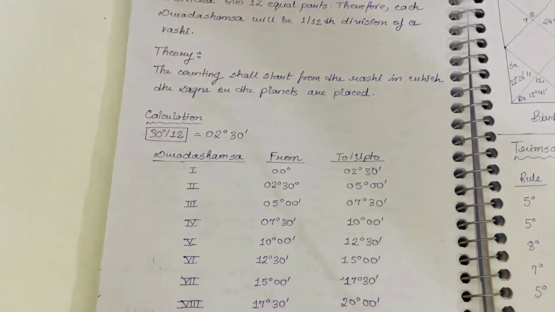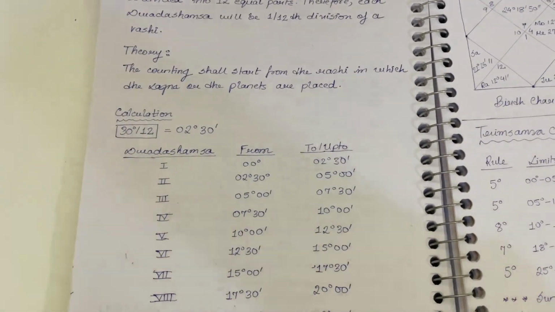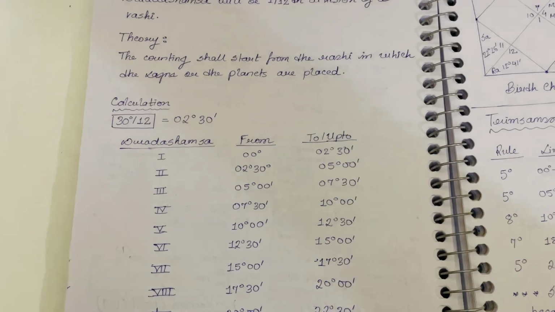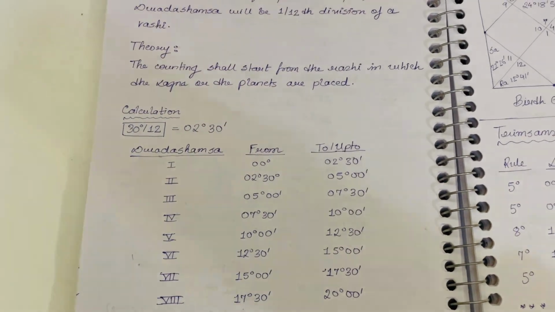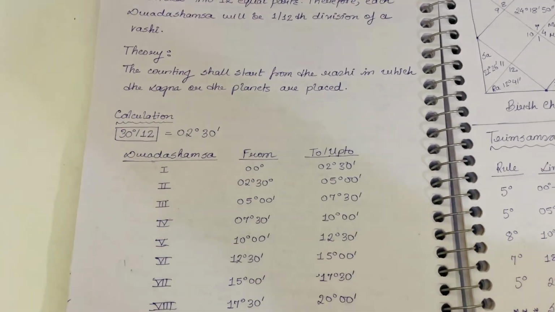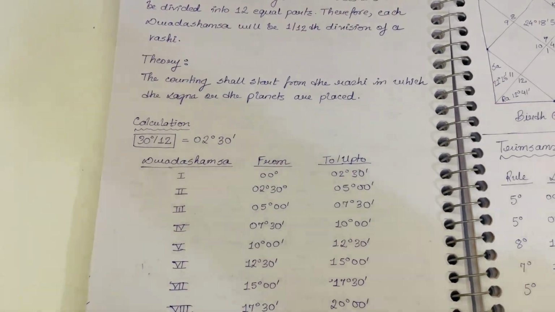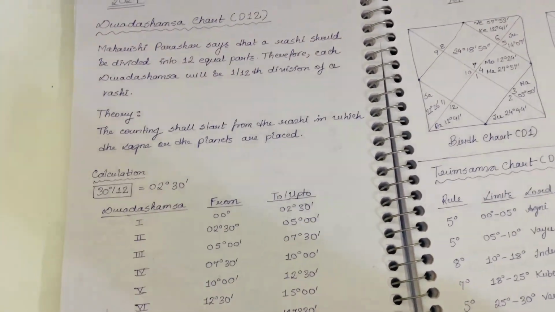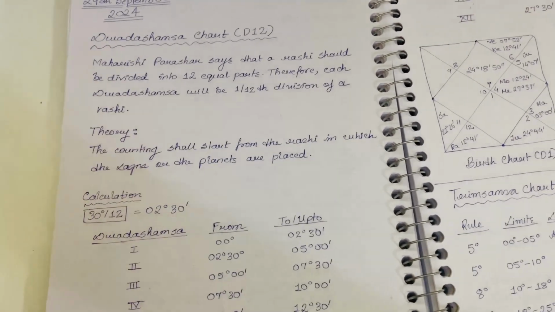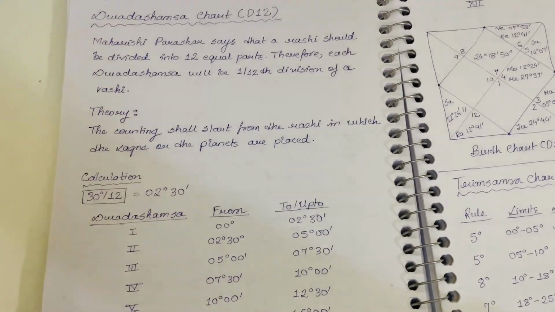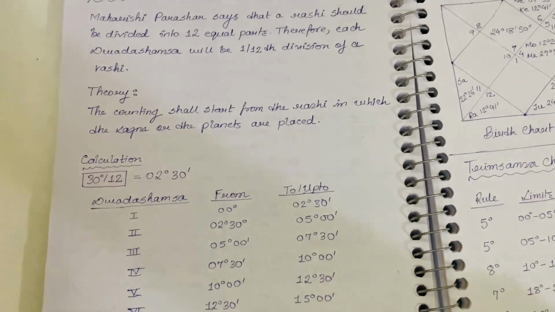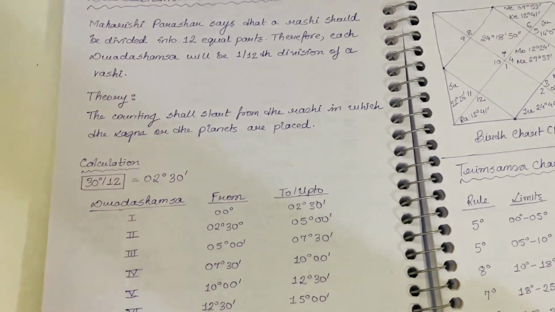All right, so now again, the concept for the calculation, the counting process. Dwadashamsha is D12. D12 means we are dividing the 30 degrees by 12. When we divide 30 degrees by 12, the range of every division will be 2 degrees and 30 minutes. A very simple mathematical calculation. Divide 30 degrees by 12, you will get 2 degrees and 30 minutes.